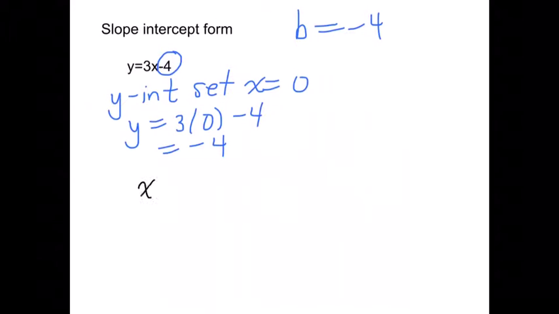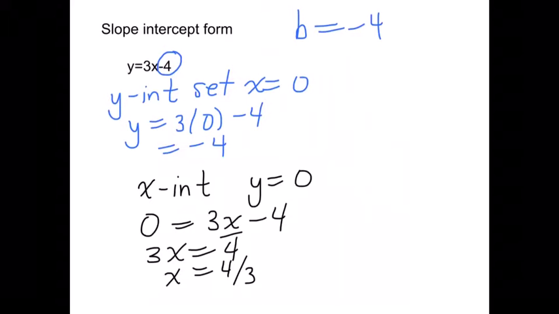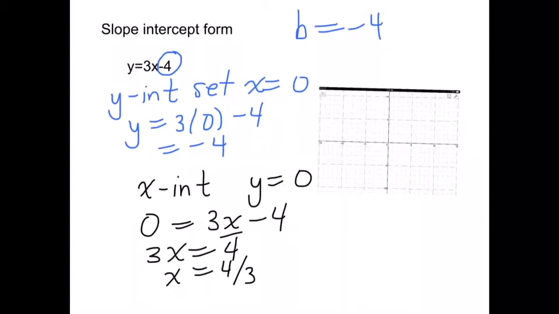Well, the x-intercept, we have to do something a little bit different. We set y equal to 0. So in this case, we get 0 equals 3x minus 4. Now we have to isolate the x, and we add 4 to both sides, so we get 3x equals 4, and x equals 4 thirds. All right, so let's see if we can graph this. Well, b equals minus 4, which is down here, and x equals 1 1/3, which is about there. Sorry, this is sort of in miniature. And there I have my graph.